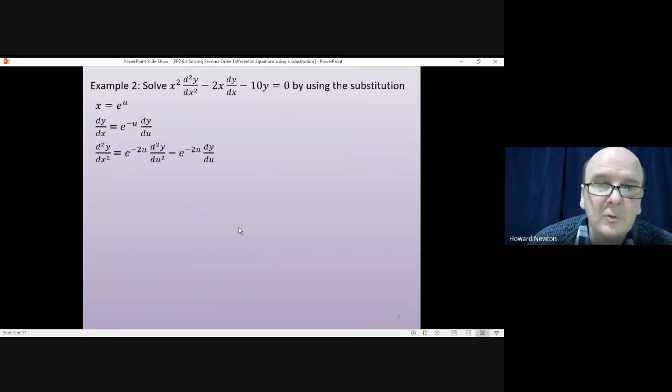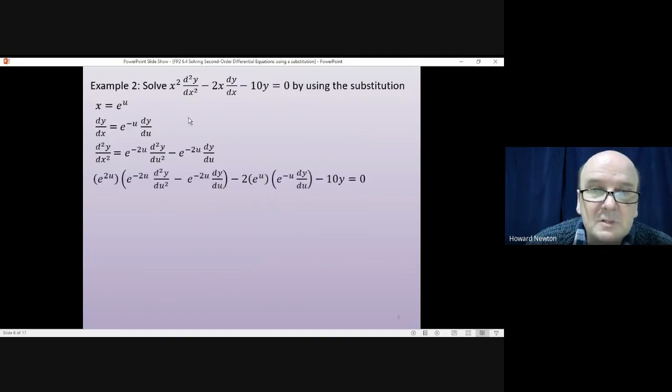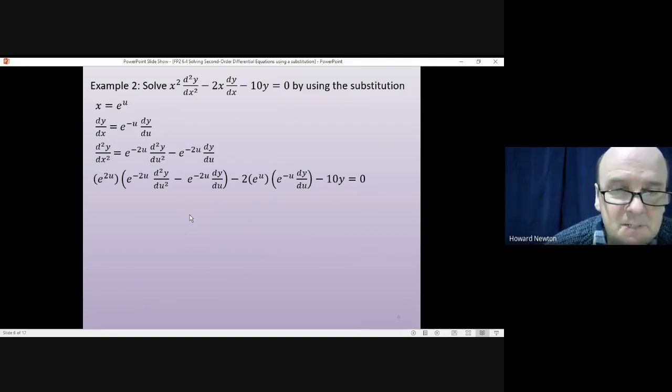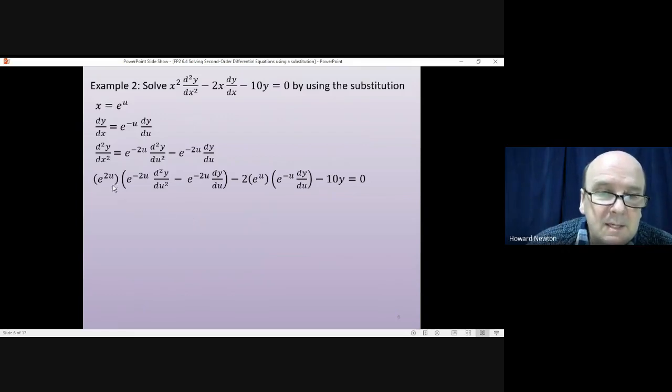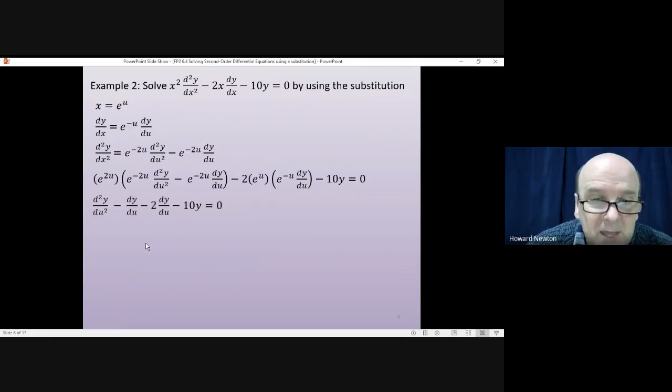We've now worked out all three things that we needed to work out, and we can substitute those into the differential equation. When we do that, this is what you get. Now it looks extremely complicated, but it does simplify very quickly. e to the 2u times e to the minus 2u is e to the 0. e to the 0 is 1. And that happens several times. So the whole thing simplifies very quickly into that.